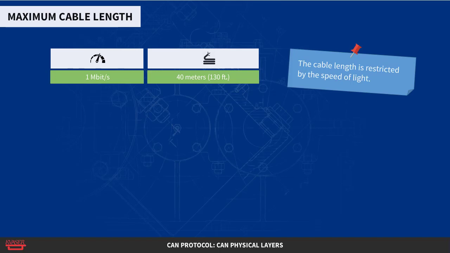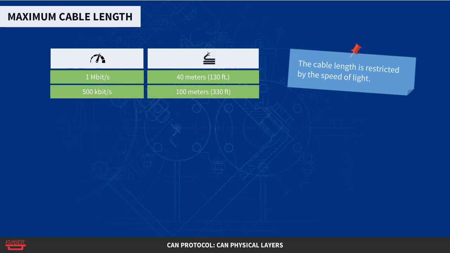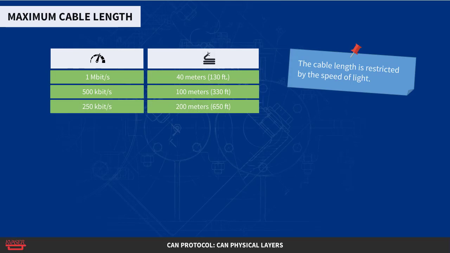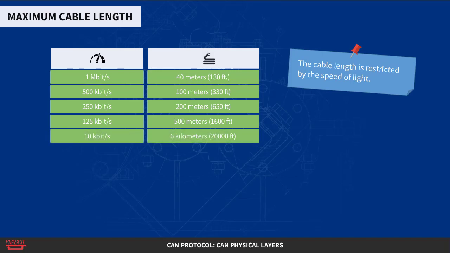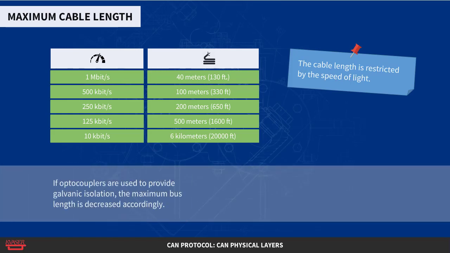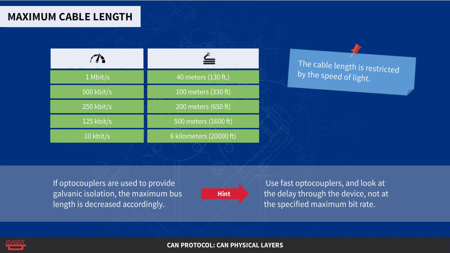Other maximum cable lengths are, and these values are approximate, 100 meters or 330 feet at 500 kilobits per second, 200 meters or 650 feet at 250 kilobits per second, 500 meters or 1600 feet at 125 kilobits per second, 6 kilometers or 20,000 feet at 10 kilobits per second. If optocouplers are used to provide galvanic isolation, the maximum bus length is decreased accordingly. Hint: use fast optocouplers and look at the delay through the device, not at the specified maximum bit rate.